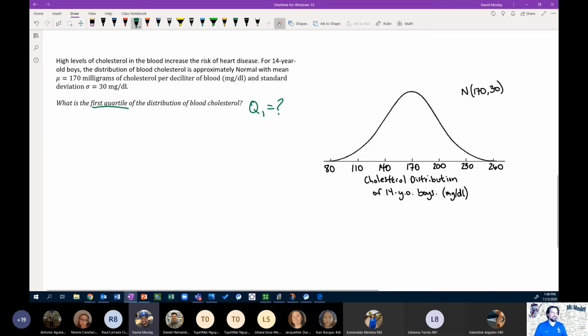Right, from our 5-number summary. Q1 is also known as the 25th percentile, which represents a proportion of 0.25. Now, it's really hard to mark this on our normal distribution. We know that 170, the mean, is the 50th percentile. So the 25th percentile is going to be to the left of it somewhere, so I'm going to be looking at a negative z-score. That's good to know.